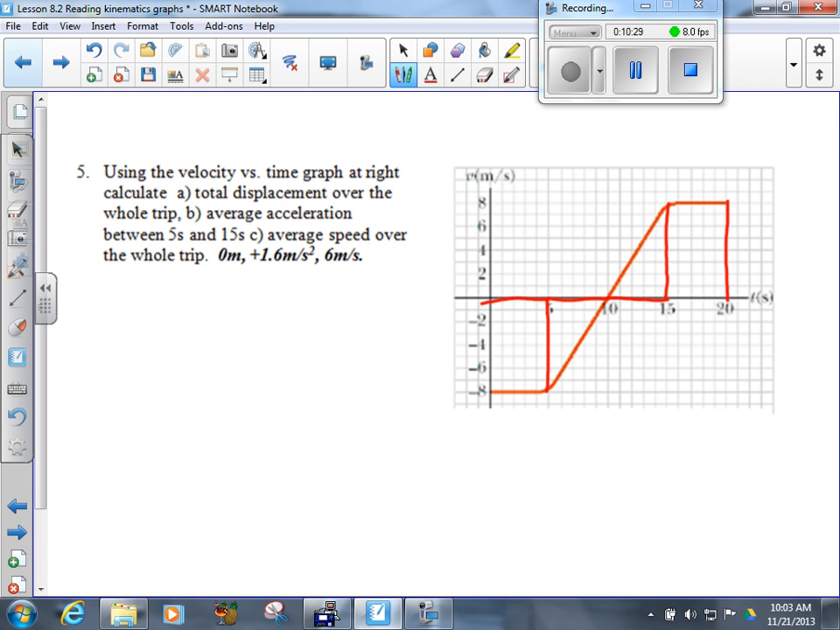So what do we got here? 8 times 5, so this one is 40. This one should be 20. These should both be negative, right? And this one is 20, and this one is 40. Now, for C, for average speed, the negatives don't matter. The total distance traveled is 120 meters, and that takes 20 seconds. So that should be 6 meters per second.